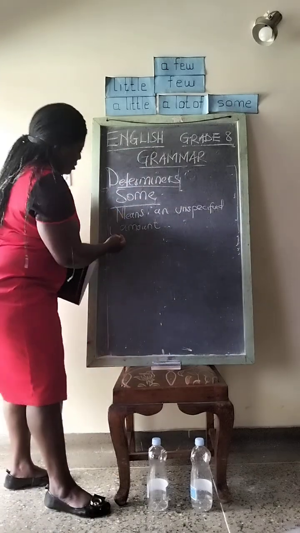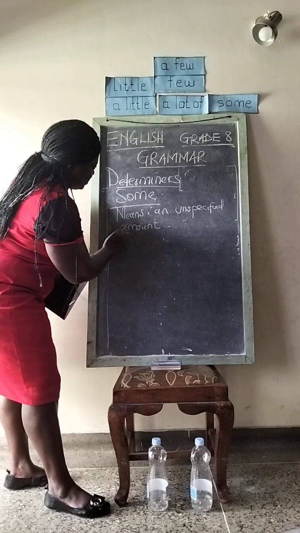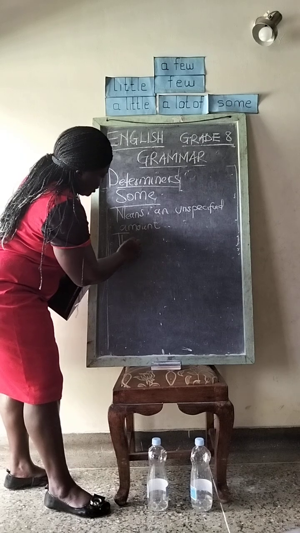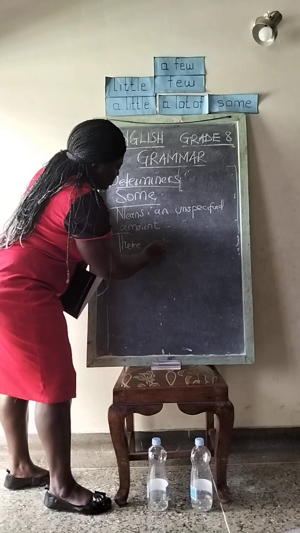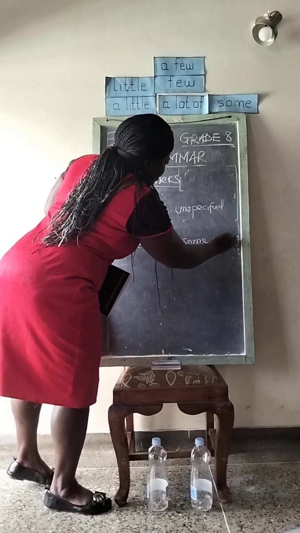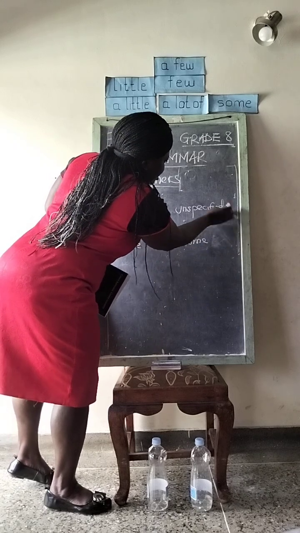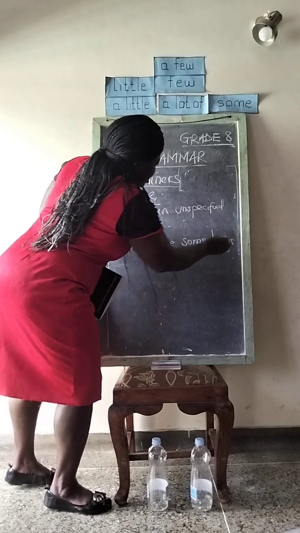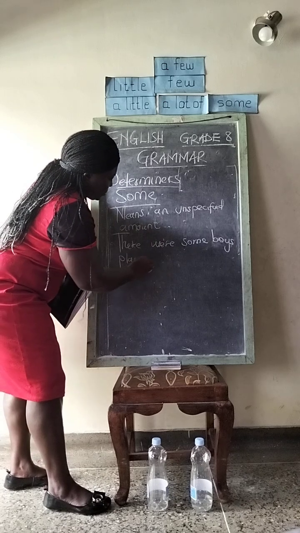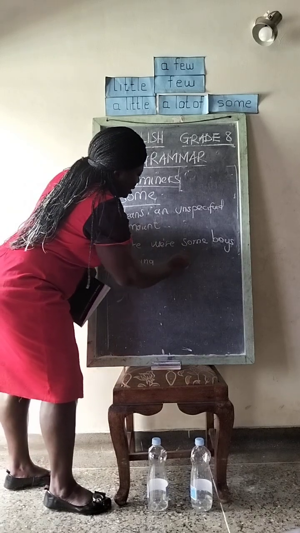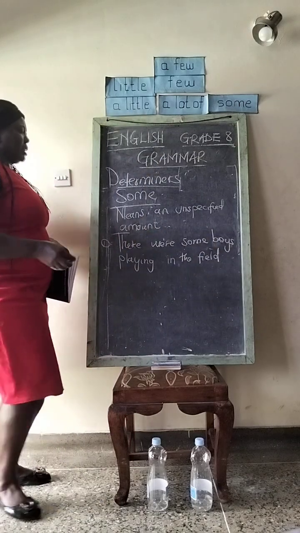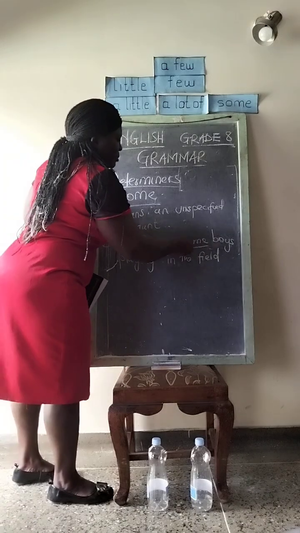You use some with both countable and uncountable nouns. For example, you can say, there were some people. Let us say there were some boys. There were some boys playing in the field. So we have used some with the countable noun boys.